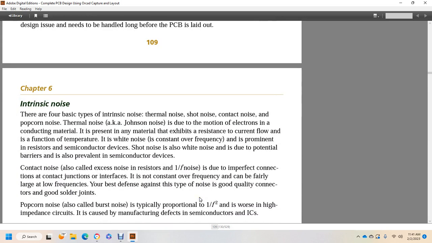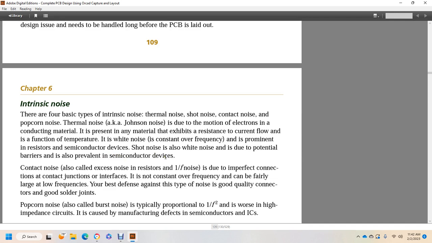Intrinsic noise. There are four types of intrinsic noise: thermal noise, shot noise, contact noise, and popcorn noise. Thermal noise is due to the motion of electrons in a conducting material and is present in any material that exhibits resistance to current flow, and is a function of temperature. It is white noise, constant over frequency, and prominent in resistors, semiconductors, and devices. Shot noise is also white noise, due to potential barriers, and is also prevalent in semiconductor devices.